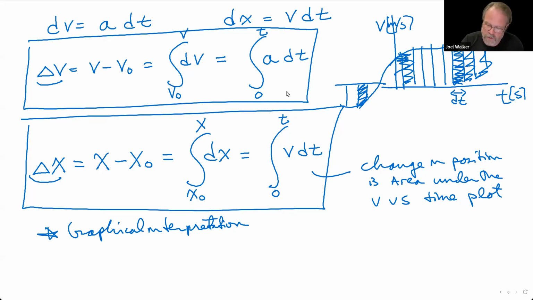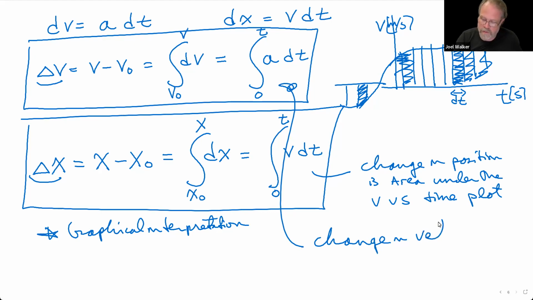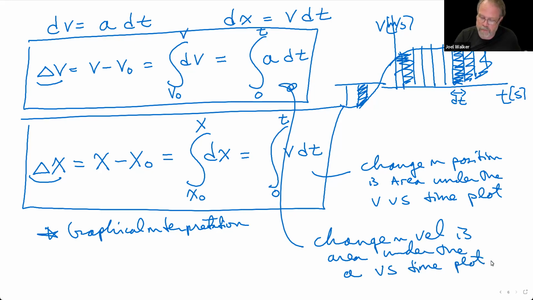Let's write that as well. Up at the top here, change in velocity is area under the acceleration versus time plot. That's what this equation says. And change in position is area under the velocity versus time plot, is what this equation says.